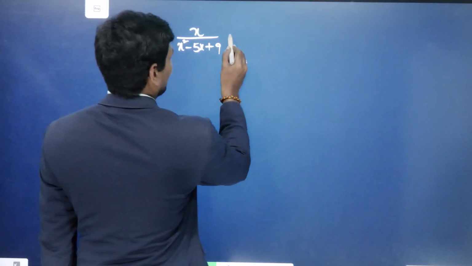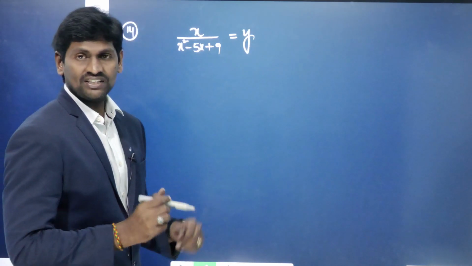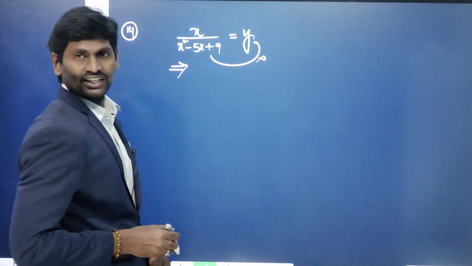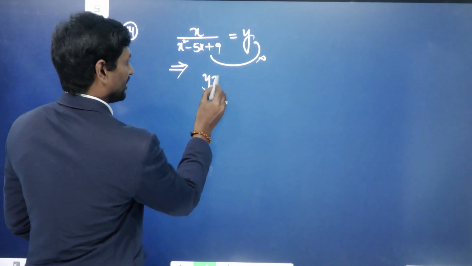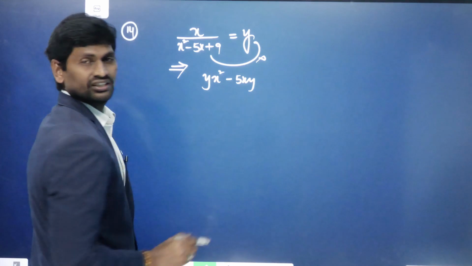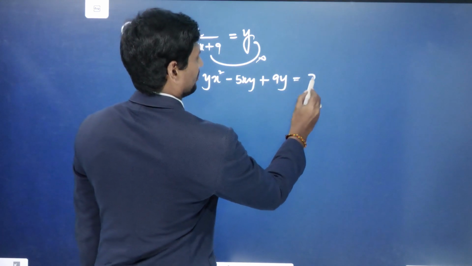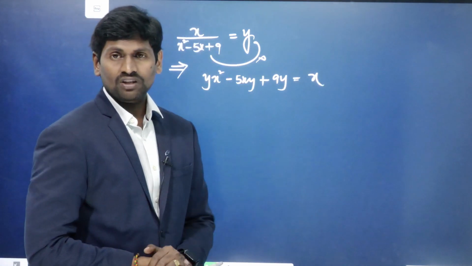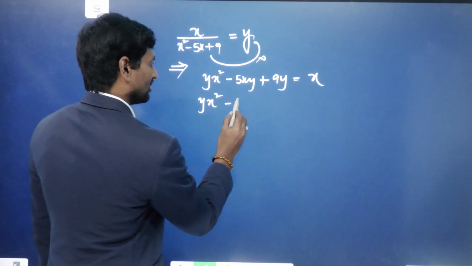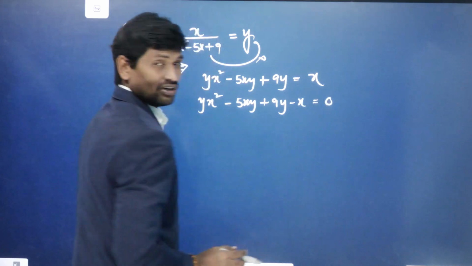So that means this entire expression I have taken as y. When you transfer the denominator, it is going to multiply, right? Now this will be y into x square, yx square, y into minus 5x, minus 5xy, and y into 9, 9y, which equals x. On the LHS, x remains. Now bring the x term to this side also. We can write it as yx square, minus 5xy, plus 9y, minus x.